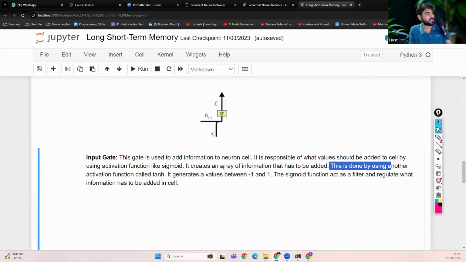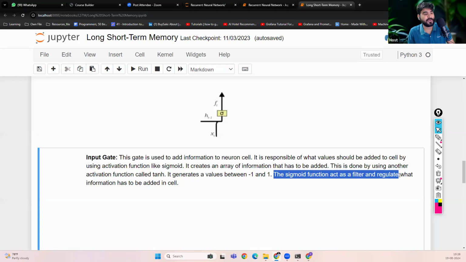This is done by using another activation function called tanh, and it generates values between -1 and 1. The sigmoid activation function acts as a filter and regulates what information has to be added in the cell. As I mentioned, in "I love apple" we can activate the data or deactivate the data. Data here means the neuron, so we can activate or deactivate the neuron. The sigmoid function acts as a filter and regulates what information is added in the cell.